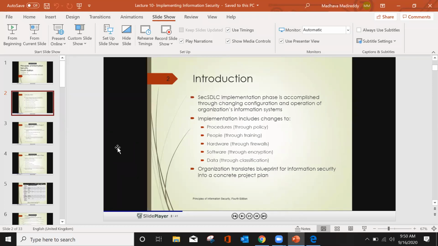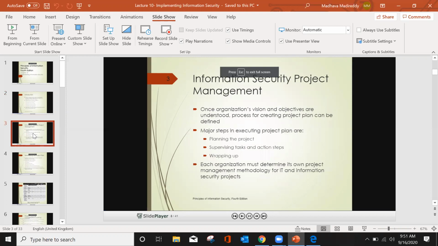You also have to deal with the hardware issues, like firewalls and all the security infrastructure that you want to put in. Then you need to look at the software that you want to use and what kind of encryption security you want to put in place. And then you need to classify the data: is it classified data, can the data be semi-secure? What is the level of security? That is what we're going to deal with today.